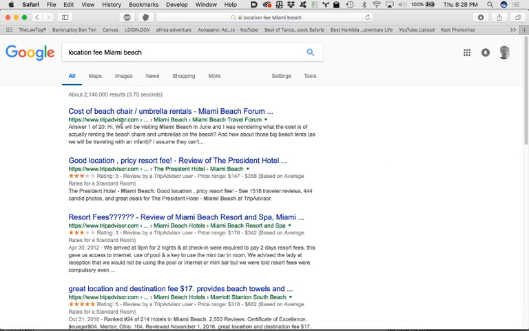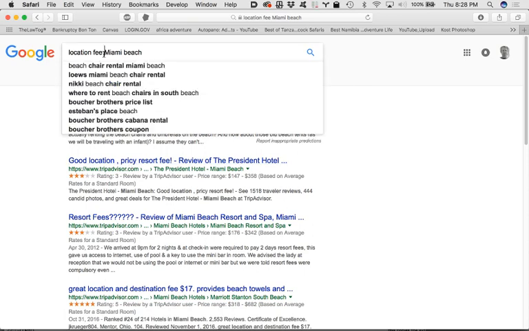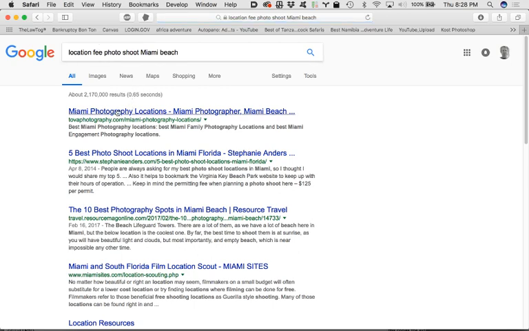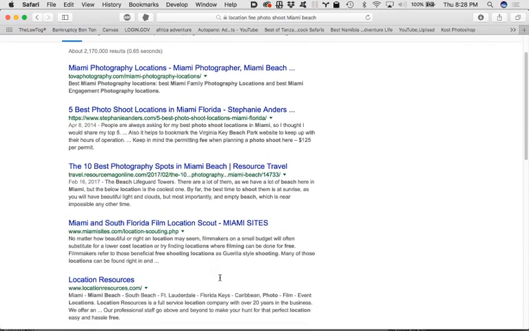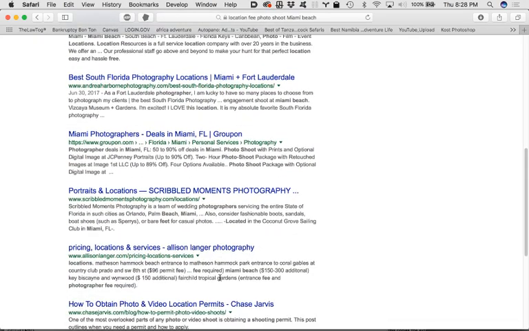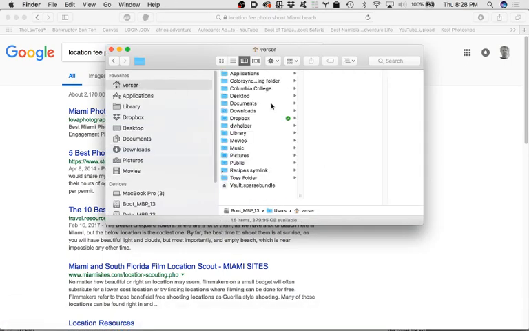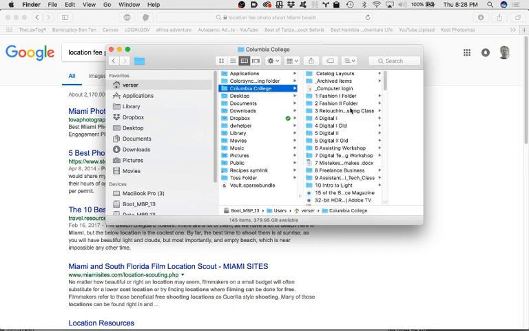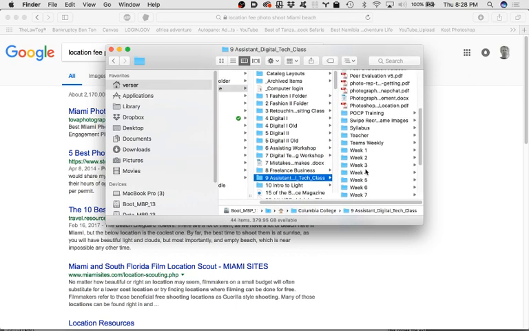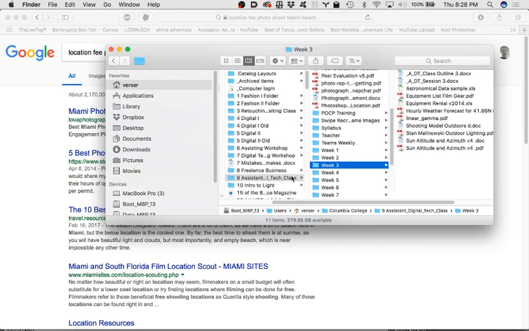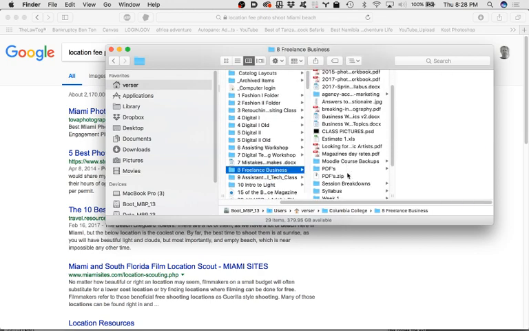It'll probably take me there. Miami locations, the 5 best locations to shoot in Miami Beach, the 10 best. Yeah, that's where you've got to ultimately find it, right? Miami Beach, Florida.gov. Hang on. I think I've actually got it.